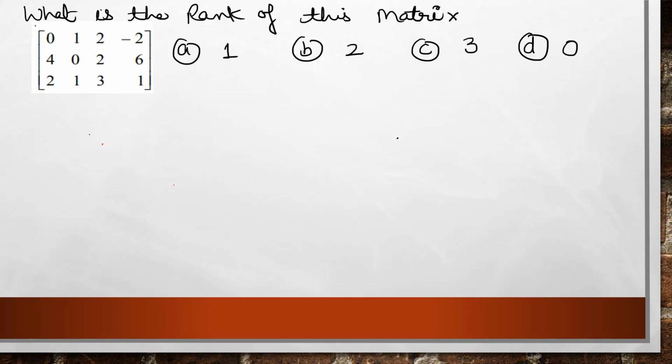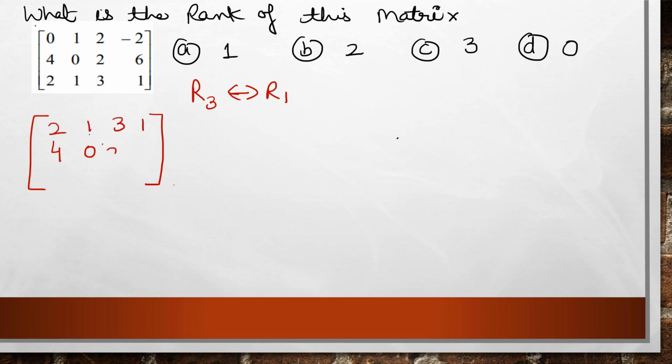So this is our first question. They are asking what is the rank of this matrix. So very easy. If they are asking the rank, I'll prefer just one thing, and that is row echelon form, right? So in order to convert this to row echelon form, I'm interchanging row number 3 with row number 1. So 2 1 3 1, 4 0 2 6, and here we get 0 1 2 minus 2, right?